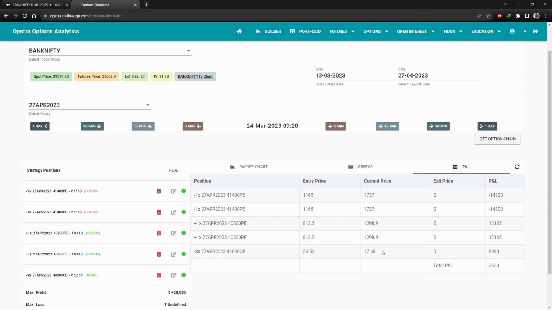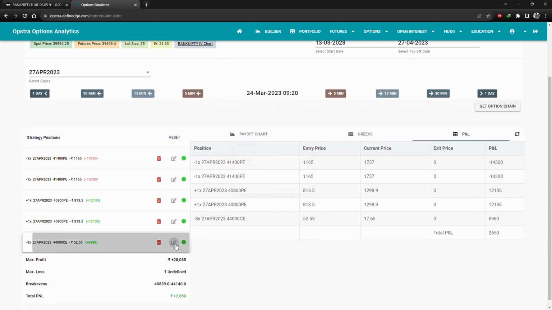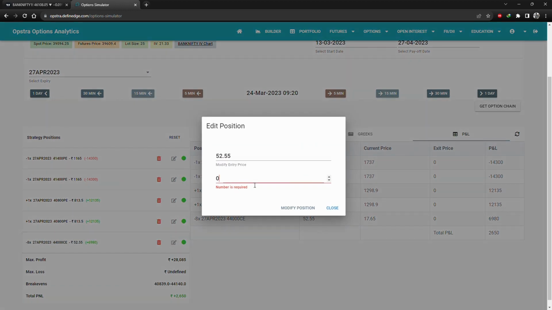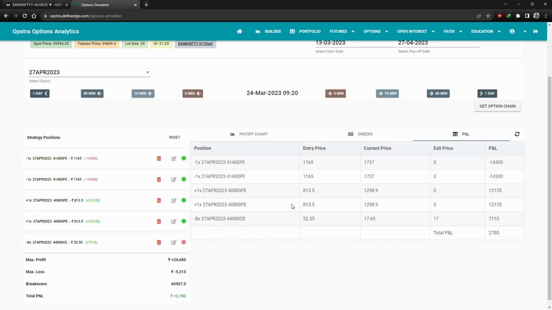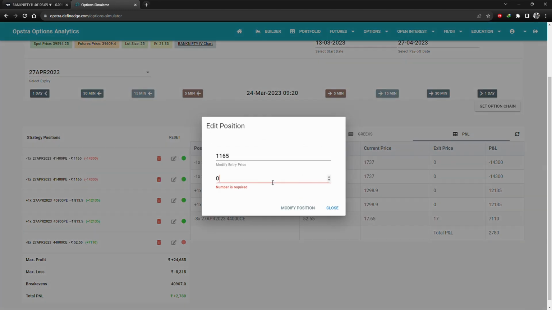Okay, now the premiums are around 17 rupees, and we clearly see that the market has gone downside. So we are going to do the adjustment according to the direction of the market. First, we are going to square off this position at 17 rupees. Since the market has gone down, we are squaring off this put sell option. We are going to book this 14,300 rupees loss.